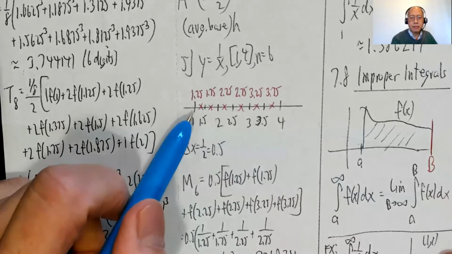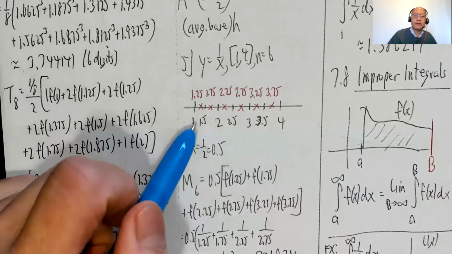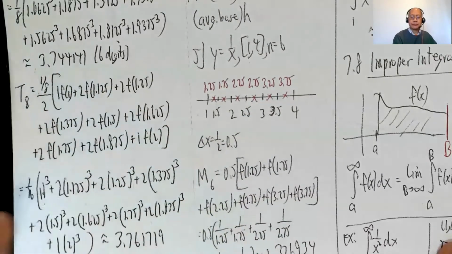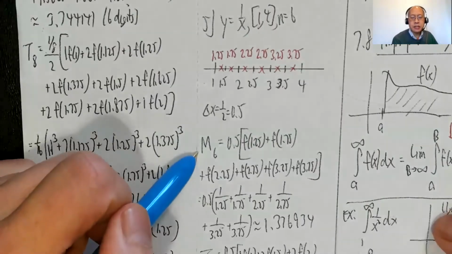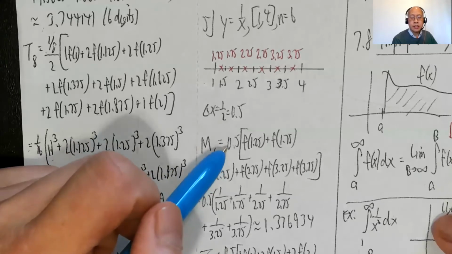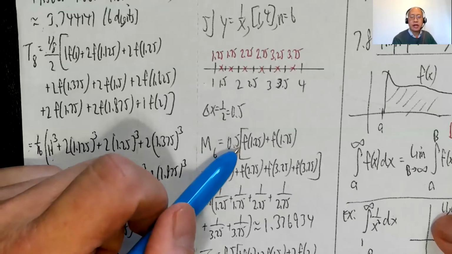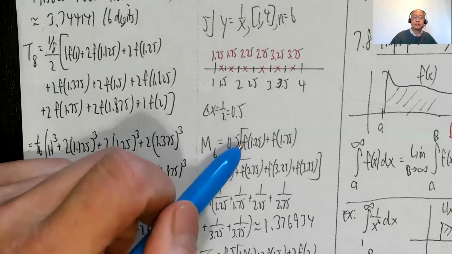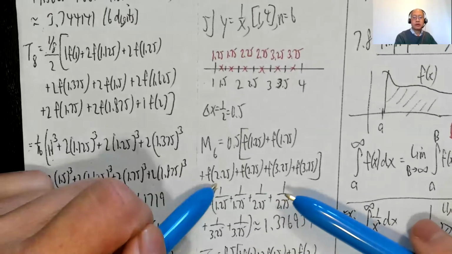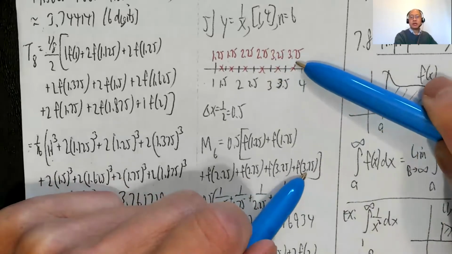And here are my 6 midpoints. 1.25 is halfway between 1 and 1.5, and 1.75 is halfway between 1.5 and 2, and so on, up to 3.75. So M6, which means midpoint rule, 6 subintervals, is delta x, 0.5, and then don't multiply by any coefficient, just the function value at the midpoints. That's exactly what you did in Calc 1. So f of 1.25, f of 1.75, f of 2.25, f of 2.75, f of 3.25, f of 3.75.